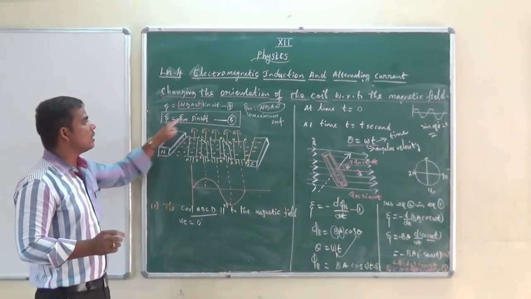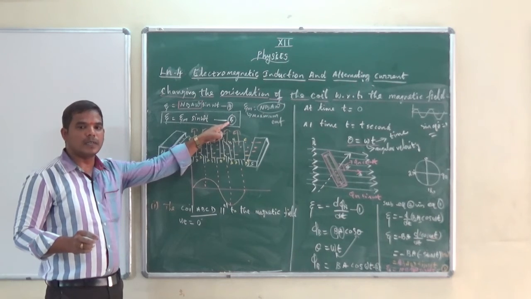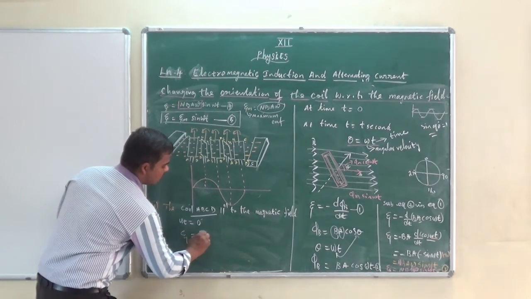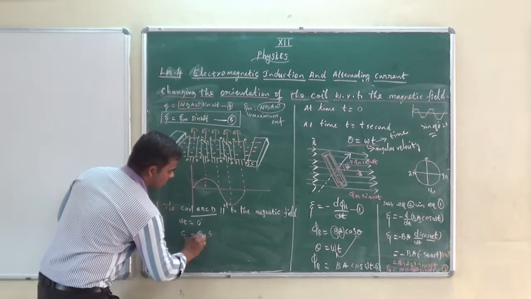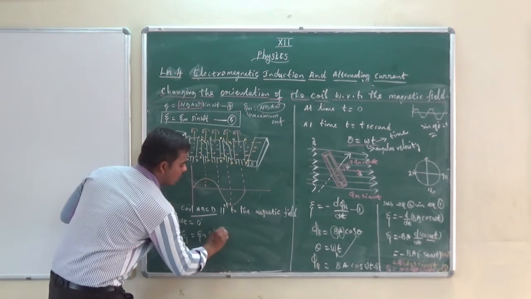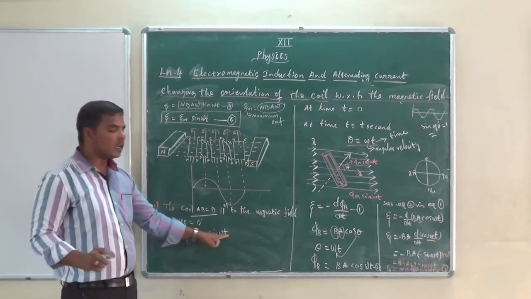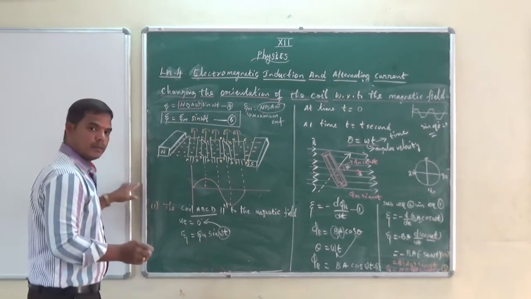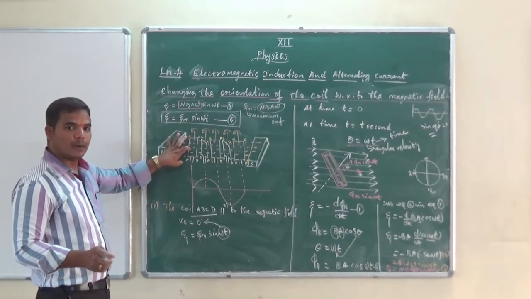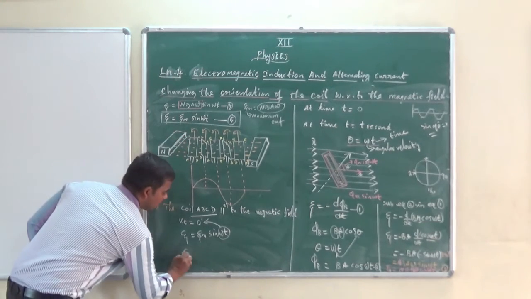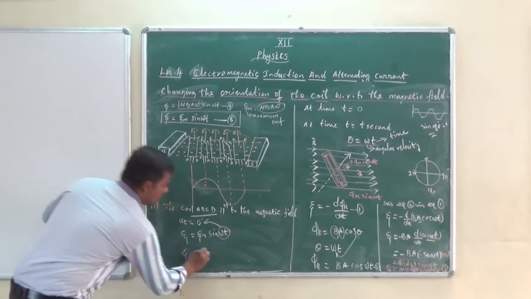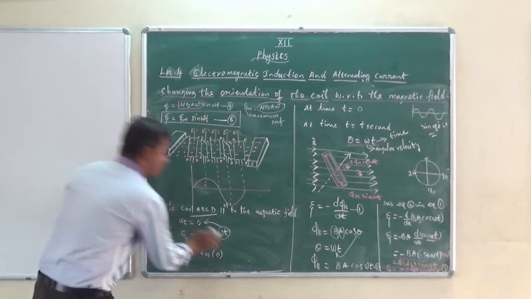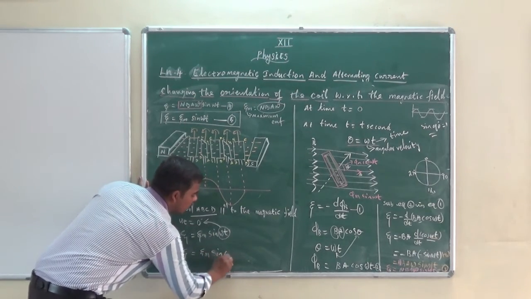So what is our required equation? Equation number 5 is the final equation. Use this equation: psi equals psi m sin omega t, the induced EMF. In that, omega t is nothing but 0 degree, because the coil is in the parallel position initially. So what is the induced EMF produced? It is psi m into sin 0.